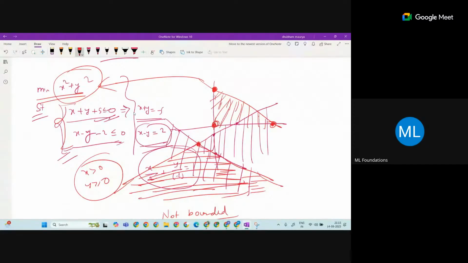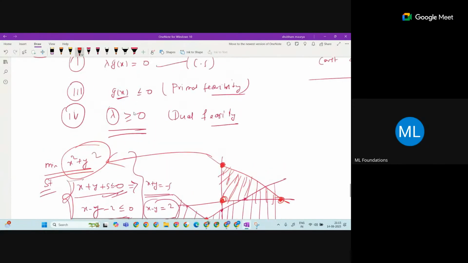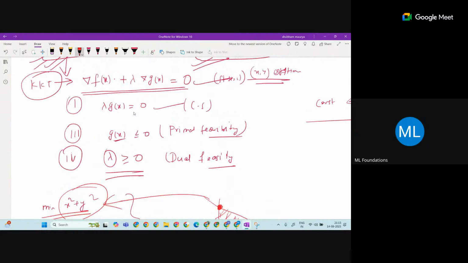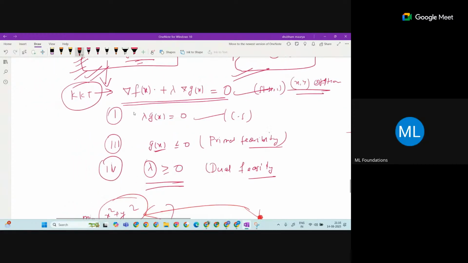This is a simple method you can sometimes use to solve the two variable cases. No need to go with the KKT, right? The stationary condition, complementary slackness, primal dual, these are not needed. Also Lagrangian. That is what the KKT is an extension of.